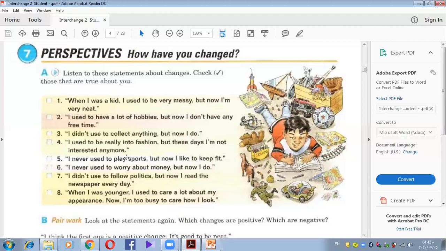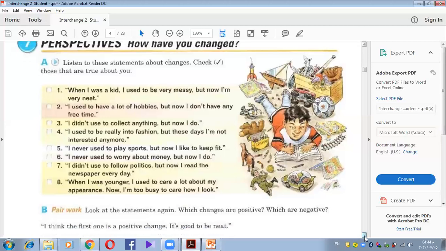Which one of these is true about you guys? Which one is really true about yourself? For me, for example, for Dalia, I can say number 6. I never used to worry about money, but now I do. For example, this is for me. What about you? Which one is correct for you? This is your homework. You are going to choose one that is correct for you.